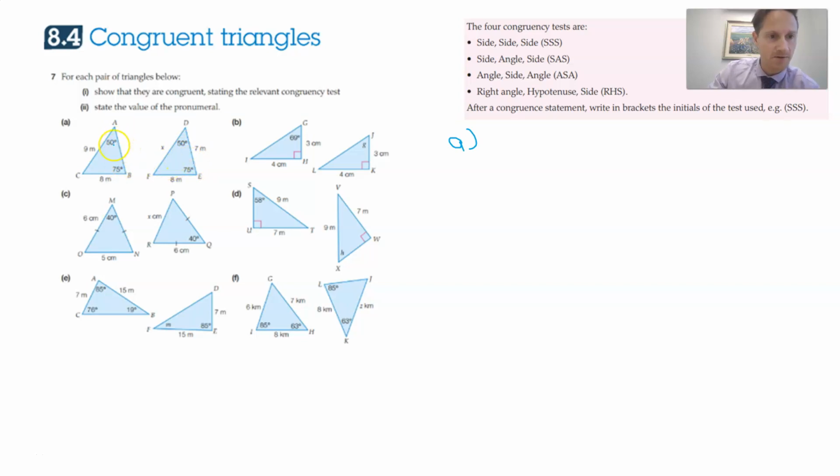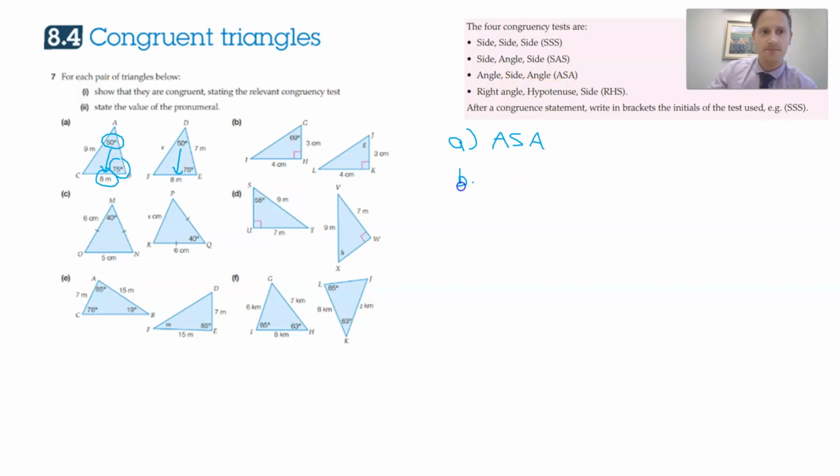Okay, so we've got 50 and 75, and we've got an 8, and that 8 is opposite the 50. So basically the relevant information is the 50, the 75, and the 8. The 9 is useless because there's no 9 on the other side. Okay, so that's an angle, angle, side. So the proof there is angle, side, angle.